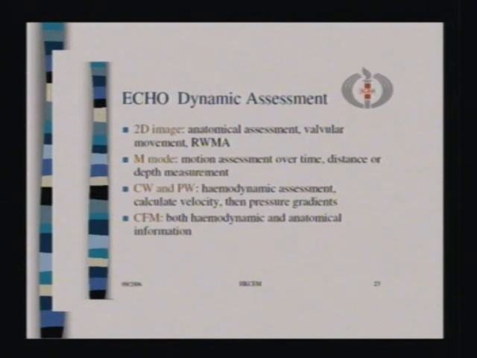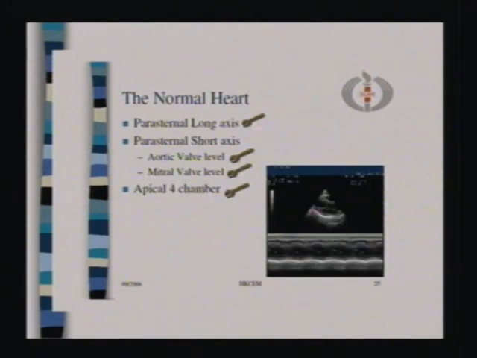The dynamic assessment on echo: you have the 2D image, the anatomical assessment, valvular movements, and regional wall motion analysis is done. With M mode, you do the motion assessment over time, distance or depth measurements. Then you have the continuous wave and the pulse Doppler. You do the hemodynamic assessment with them. You calculate the velocities and the pressure gradients. And then you have color flow mapping, which is for both hemodynamic and anatomical information.